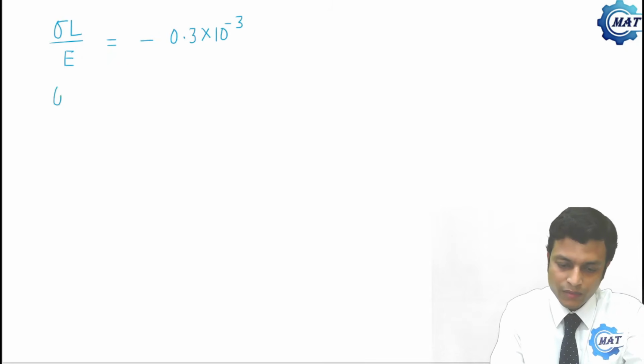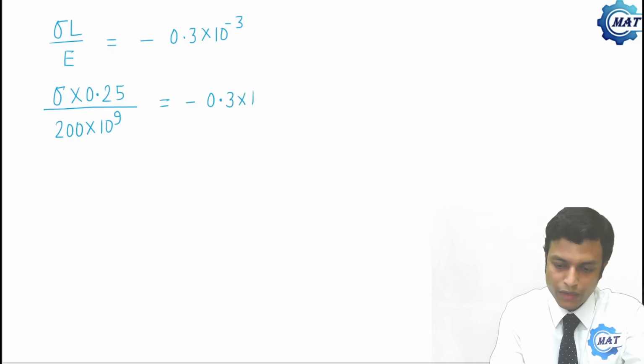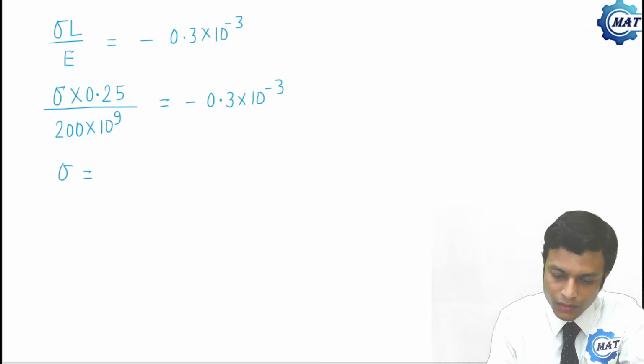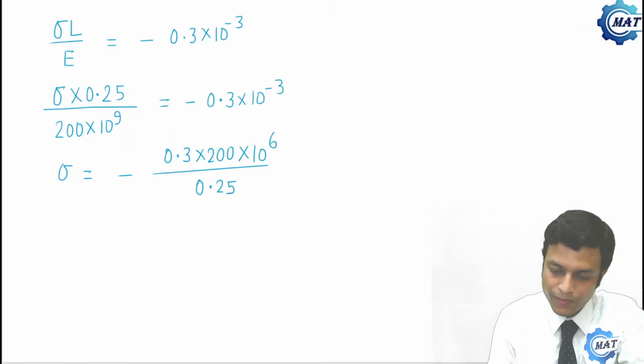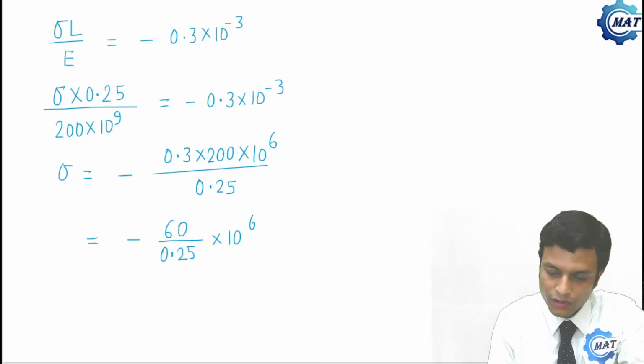So what is the value of sigma? Sigma into L is 0.25, E is 200 into 10 to the power 9, equals minus 0.3 into 10 to the power minus 3. From this, sigma becomes minus 0.3 into 200 into 10 to the power 9 minus 3, that becomes 10 to the power 6, divided by 0.25. That is minus 60 divided by 0.25 into 10 to the power 6 for sigma.